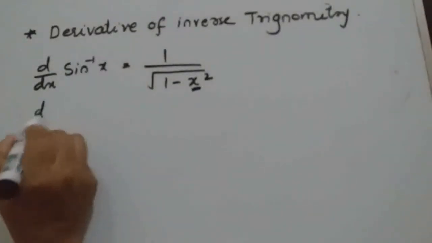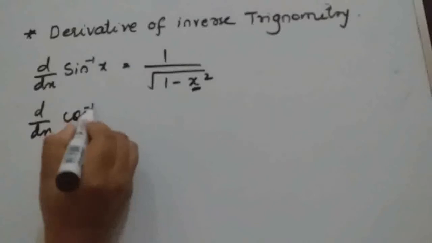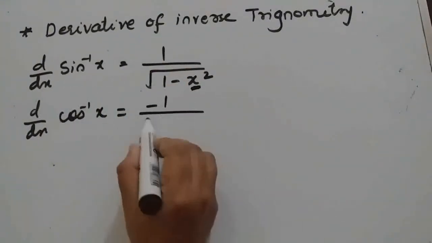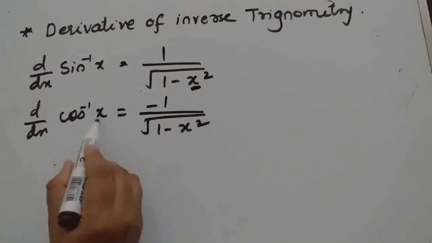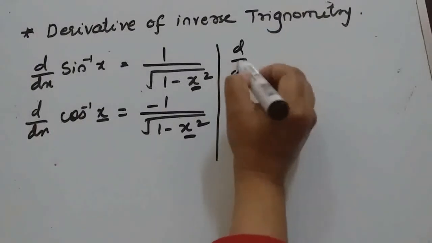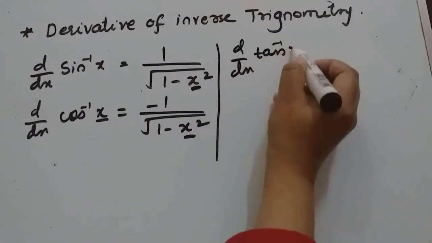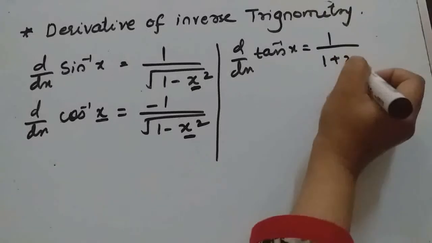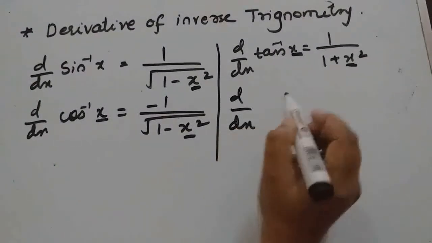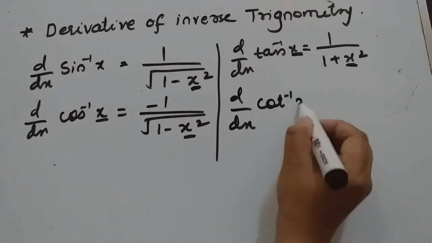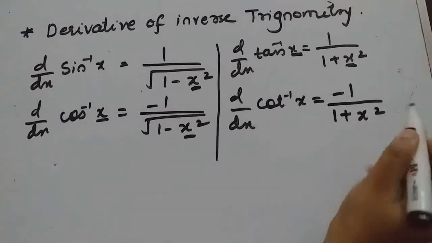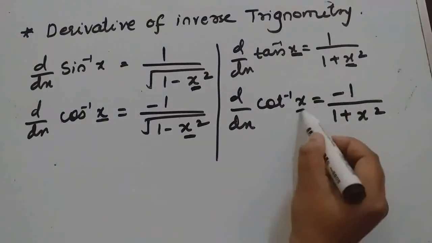Now the derivative of cos inverse x. The cos inverse x and sine inverse x formulas are the same, the only difference is the minus sign. This is the angle, angle square. d by dx of tan inverse x will be 1 by 1 plus x square. Angle, angle square. d by dx of cot inverse will be the same, but the only difference is the minus sign. It will be minus 1 by 1 plus x square.